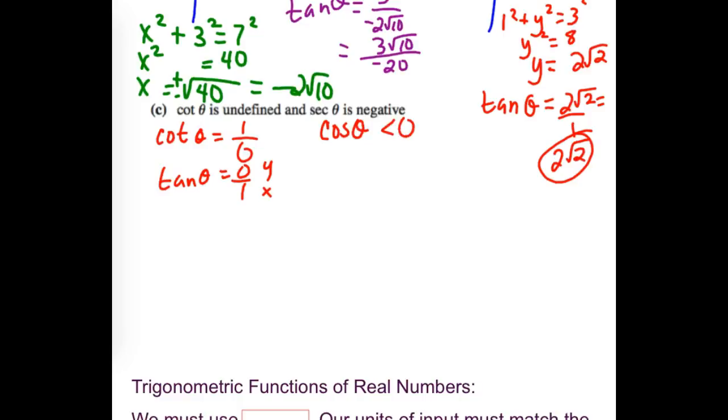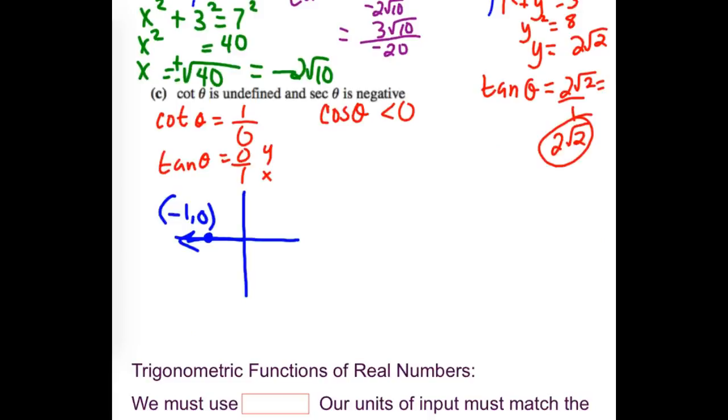All right, so talk at your tables. What axis are we talking about here? All right, so cotangent we said was undefined, meaning we're on an axis. Secant is negative, which means cosine is negative. We have to be over in the left half, right? Quadrants 2 or 3. The cotangent piece tells me I'm right on this axis. Okay, so let's define a point there. What would our point be? Negative 1, 0?